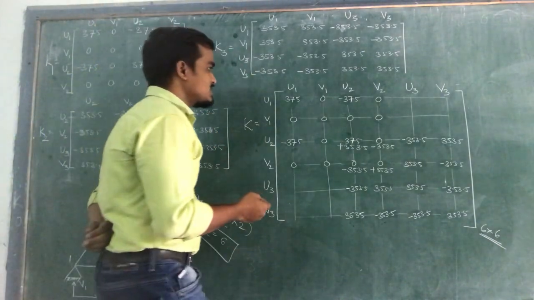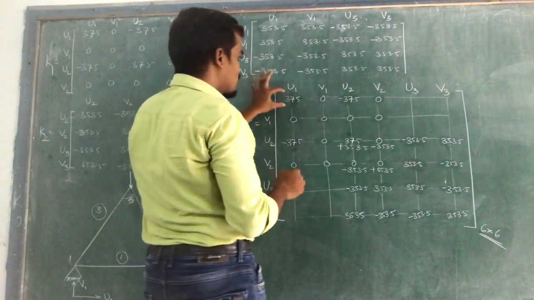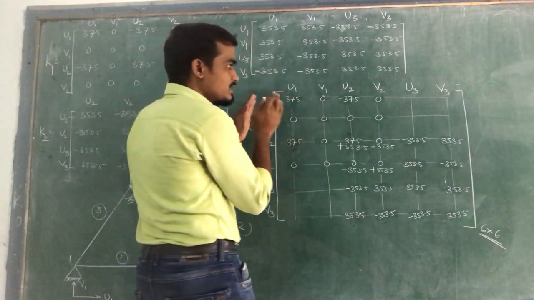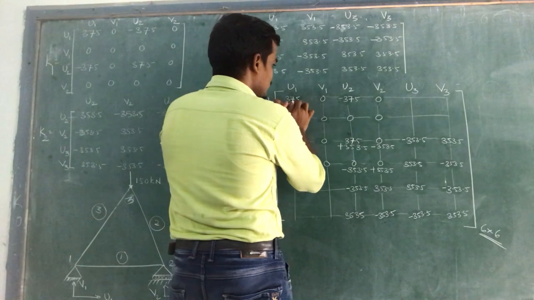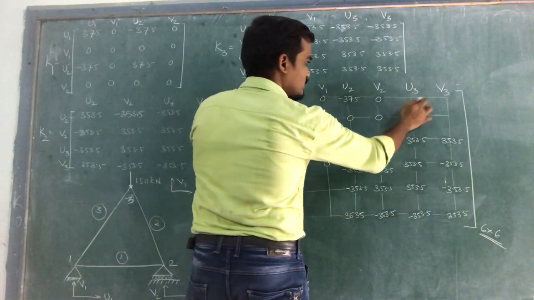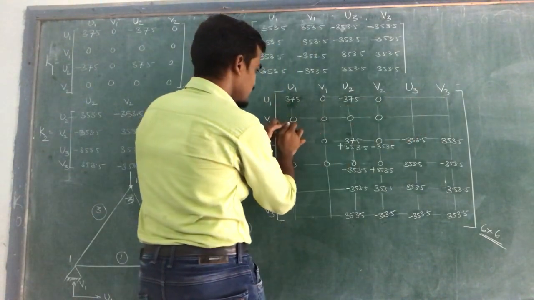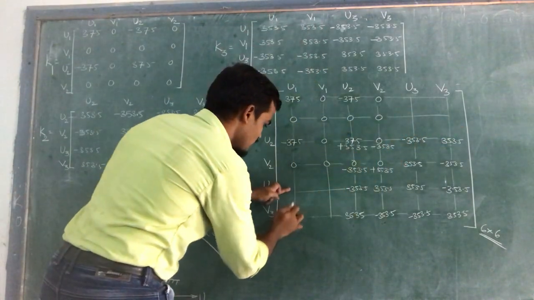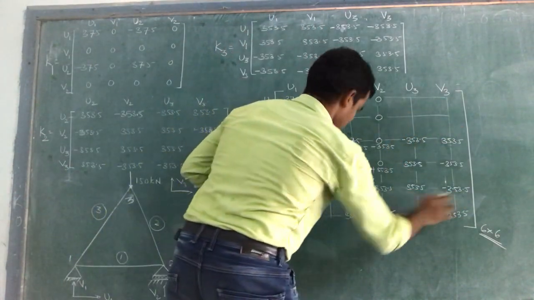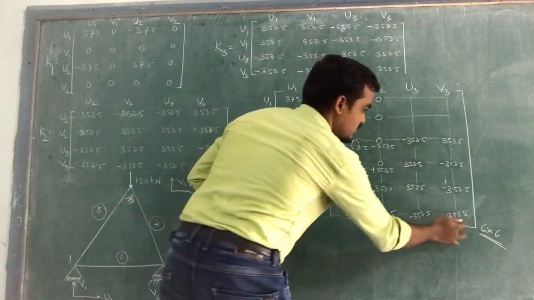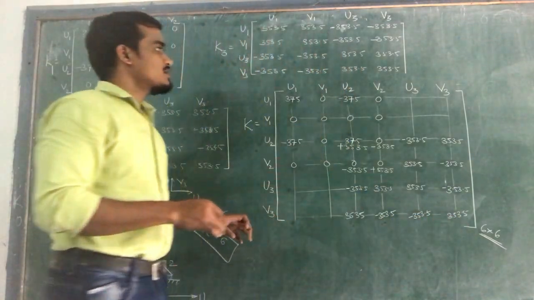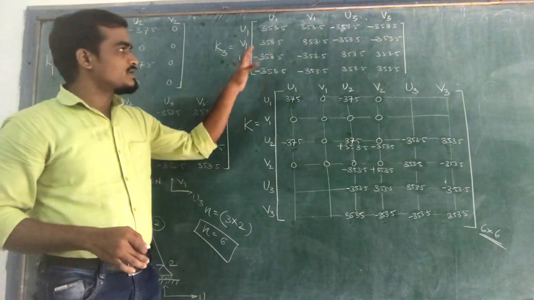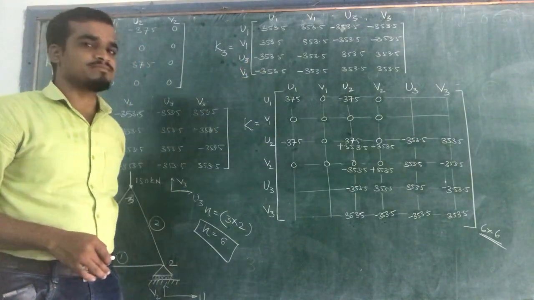So what are these? So we need to place this U1V1, U3V3. Similarly, U1V1, U3V3. Then finally, U1V1, U3V3 and U1V1, U3V3. In this way, we need to map these 8 elements over this global stiffness matrix.